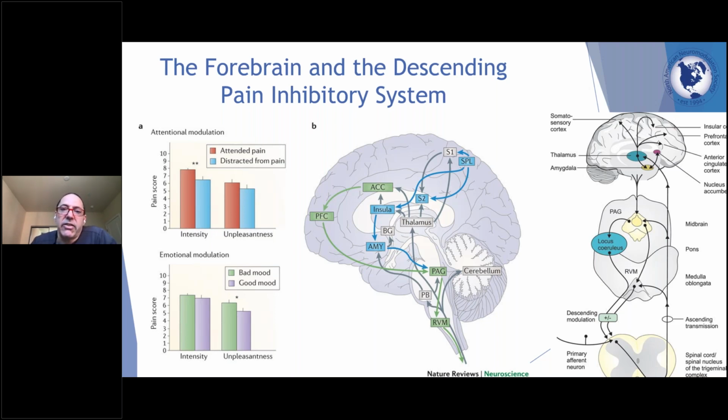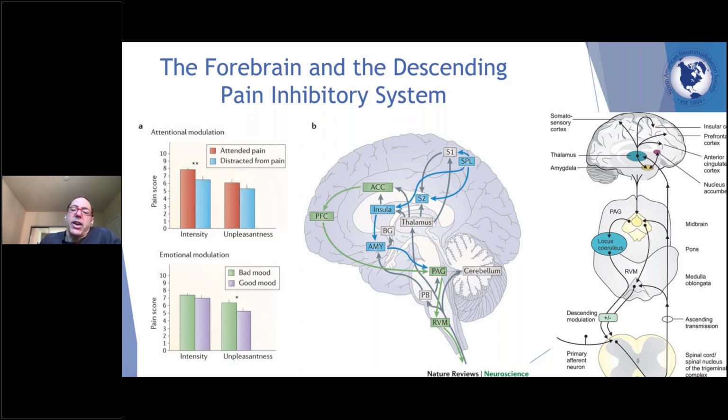That's the site that contains serotonergic neurons that project to the dorsal horn and modulates nociceptive activity. And then the other big projection is from the locus coeruleus. The locus coeruleus projects to the dorsal horn with noradrenaline. And these are the two main transmitters that are involved in descending modulation to the spinal cord and dorsal horn.